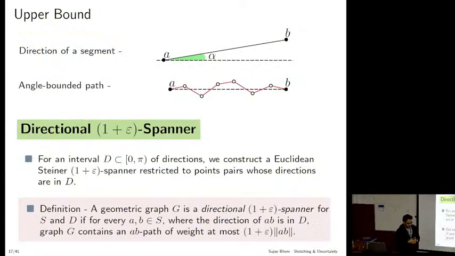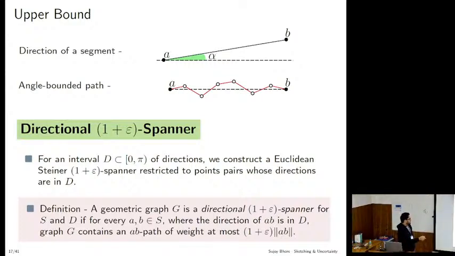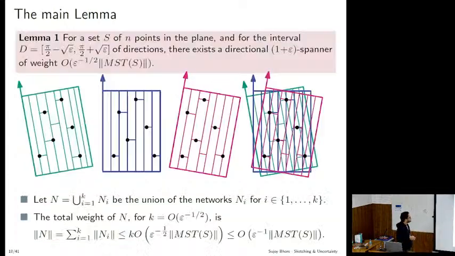So let's start with directional spanner. The direction of a segment is just defined by taking the angle with a line parallel to the x-axis, and an angle bounded path is one where all the segments in that path follow this particular direction alpha. And a directional spanner is a geometric graph. So you take a particular direction and you build the spanner only for that. Now you combine all of these things together, you get a directional spanner. So it's a geometric graph together.